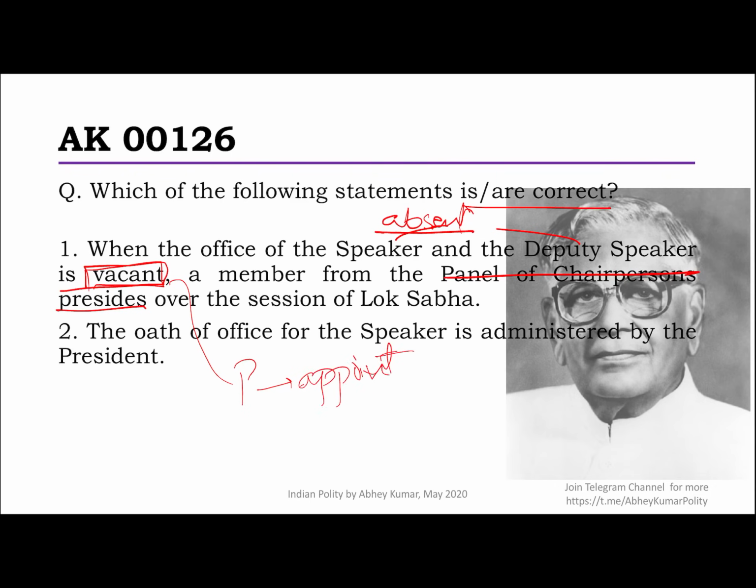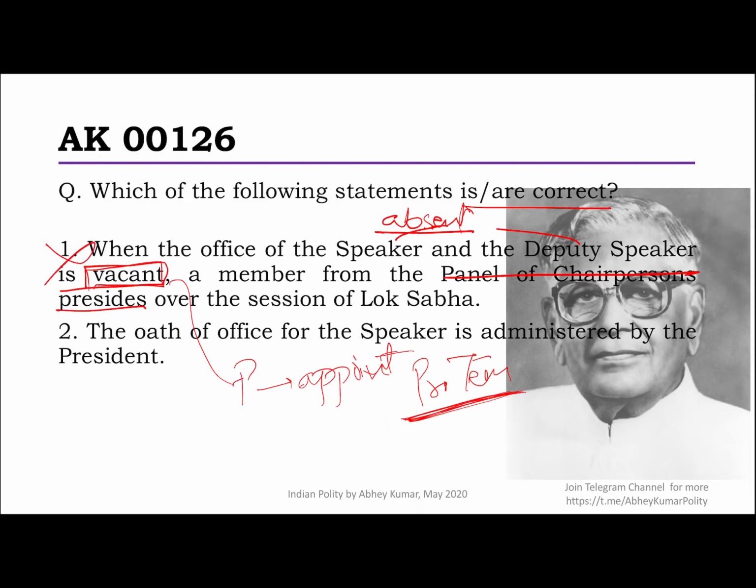The president will appoint somebody temporarily, and that's why they are called pro tem. This is another thing which people get confused about: pro tem is not just the one who is appointed after the election only. Pro tem is a temporary speaker appointed by the president. Anyway, this will come in another question where we'll go into more detail. So it is the president, so the first is wrong.